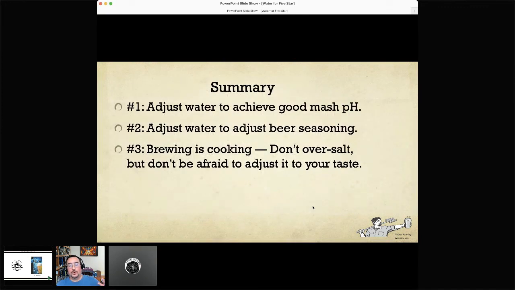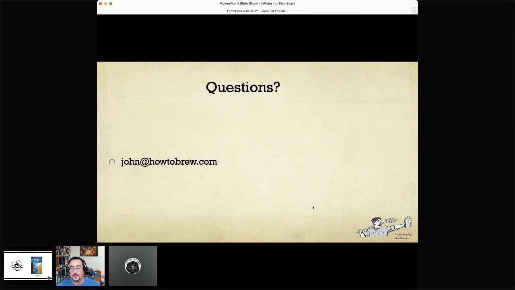In summary, we adjust our water to achieve our target mash pH. We also adjust our water to adjust our beer seasoning to help the beer's flavor balance and support the beer's flavors. Brewing is cooking, okay? There's no single correct answer. Classic brewing cities, classic brewing styles, guidelines, okay? Don't oversalt your water, but don't be afraid to adjust it to your taste. And with that, I can take some questions. If you have further questions after this talk today, feel free to email me at john@howtobrew.com.